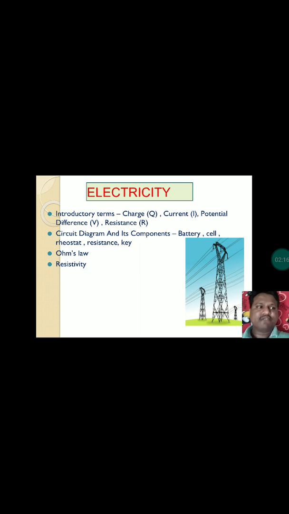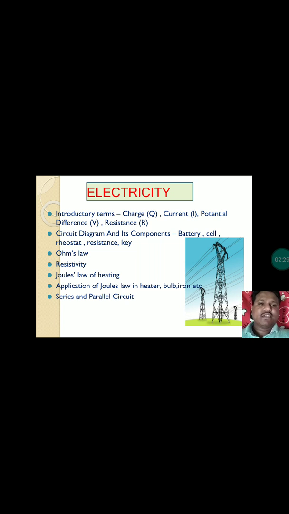Then we have resistivity, which is the property of a material. Then we have the heating effect of electric current, that is Joule's law of heating and its practical applications in different appliances like heater, bulb, iron. Then we have series and parallel circuits. Then we have electric power and the energy consumed by electric appliances. You might know that the energy consumed by electric appliances and electric power, or simply the power, we have seen in 9th standard in the chapter of work and energy.